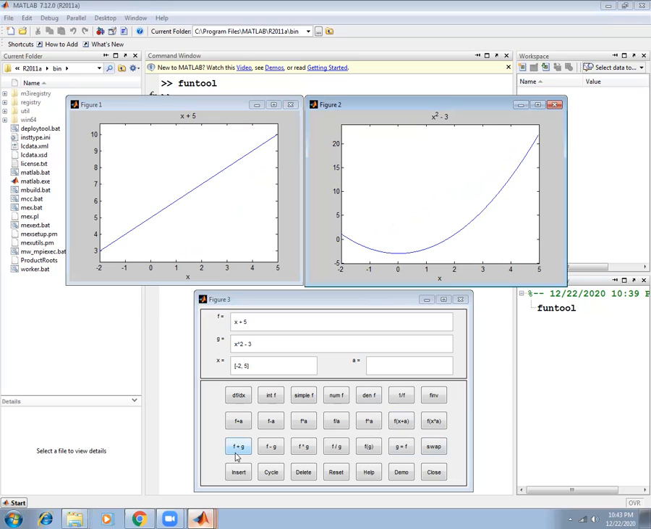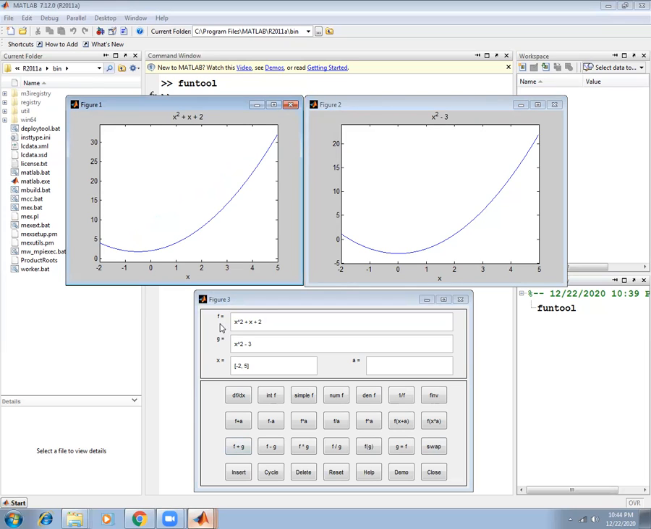Finding f plus g, addition of f of x and g of x. The result is shown in the area f of x. By clicking f added with g, you can see f of x is replaced by a new function x square plus x plus 2, which is the addition of the two functions x plus 5 and x square minus 3. Figure 1 is now displaying the curve of the function x square plus x plus 2 for the domain minus 2 to 5.